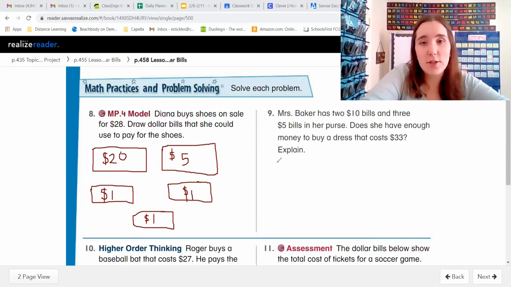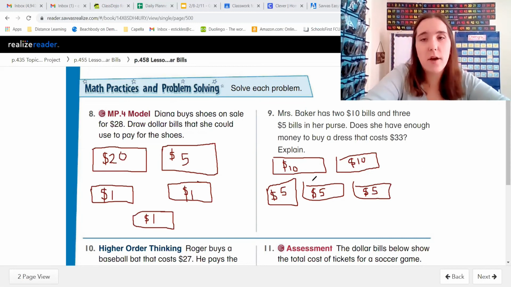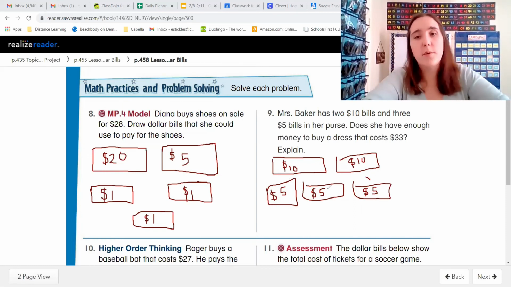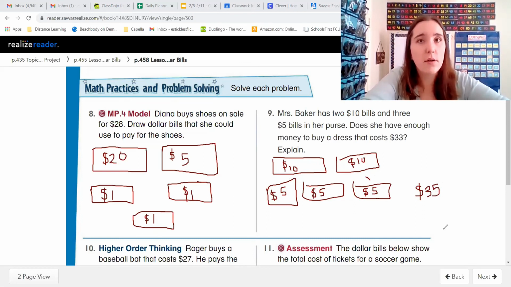Okay, I need to draw my picture. So 2 $10 bills. Okay, so I have my picture here. So 10 plus 10 would be $20, plus 5 more would be $25, plus 5 more would be $30, plus 5 more would be $35. So she has $35 in all. Now, does she have enough to buy a dress that costs $33? Yes, she does, but we need to explain.